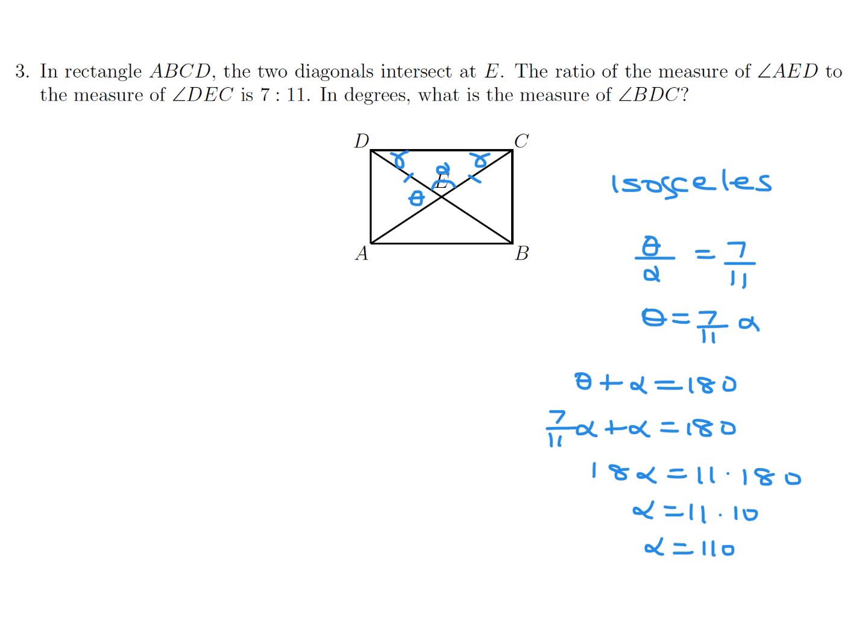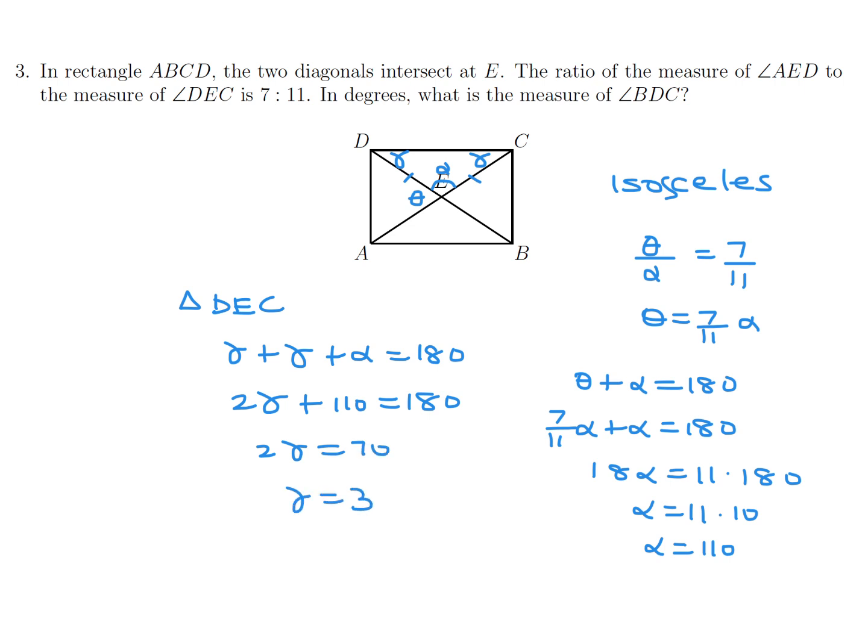Okay, and then in the triangle DEC, the sum of the angles will add up to 180. And therefore that's 2 gamma plus alpha, which is 110, is 180. That means 2 gamma is 70, then gamma is 35. 35 is the answer that they're looking for.